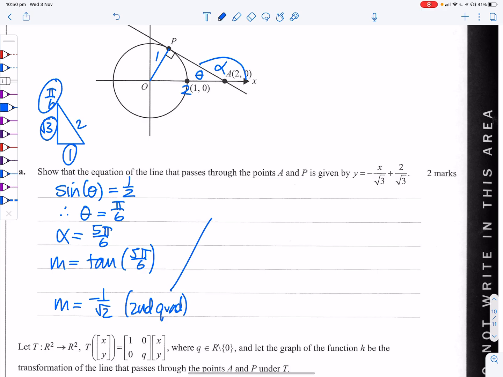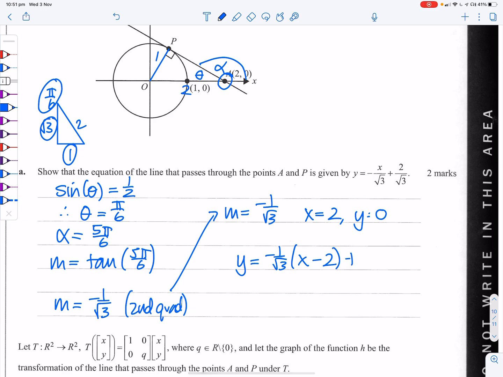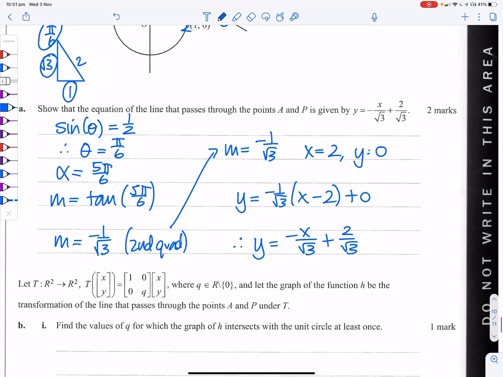Okay, so first, we know m is negative 1 on root 3, just root 2. x is 2, y is 0. We know y is equal to mx. So sometimes VCAA also wants you to rationalize, but then when they do it here, it's not rationalized, which is contradictory. x minus 2 plus 0. So we get y is negative x on root 3 plus 2 on root 3.